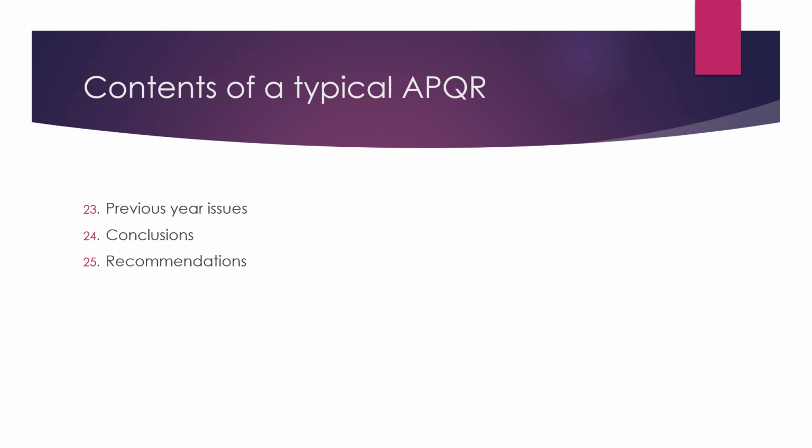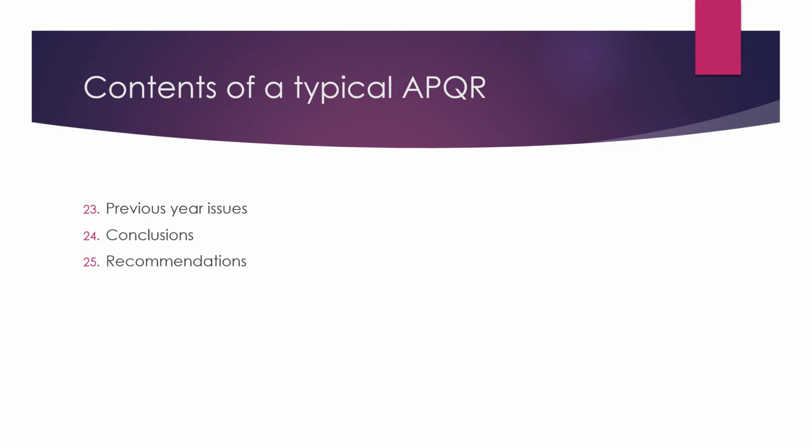And previous year issues. If there are any issues related to the previous year which have been opened during that period, and that have been completed, or those are still open during the particular review period, all those details have to be included. Next, in the conclusion, we have to cover all the details, like a summarization of the whole APQR in the simplest, brief form. So all the details have to be provided.